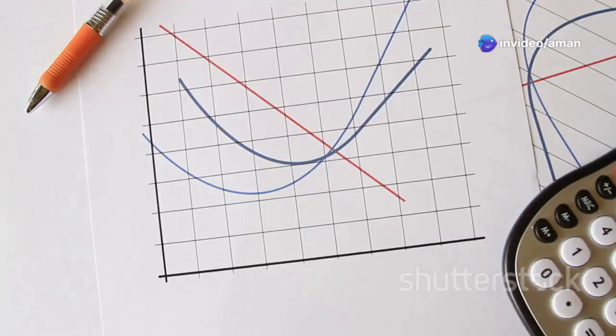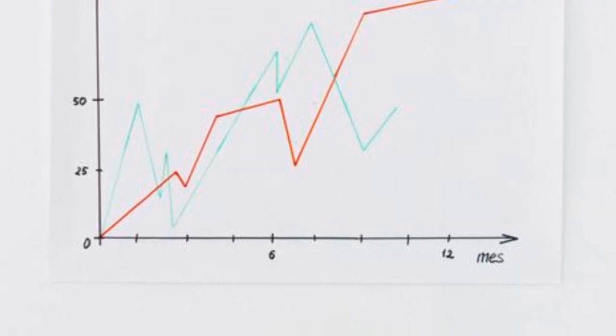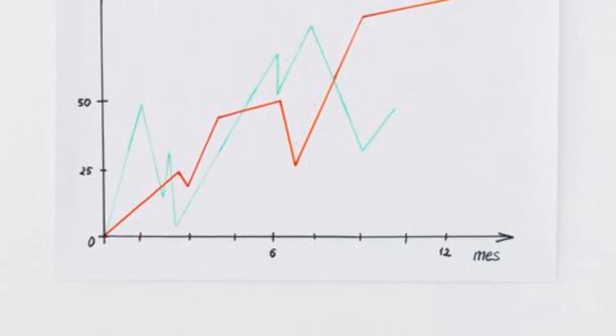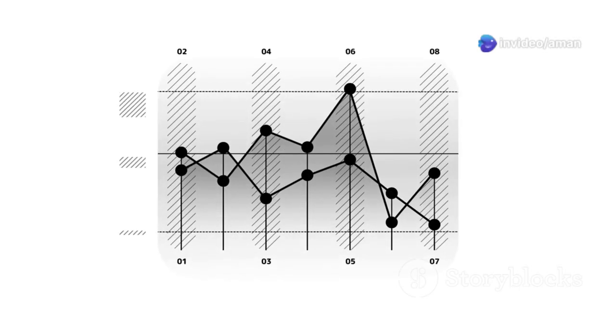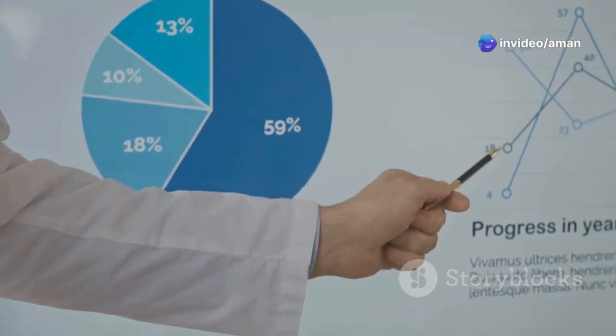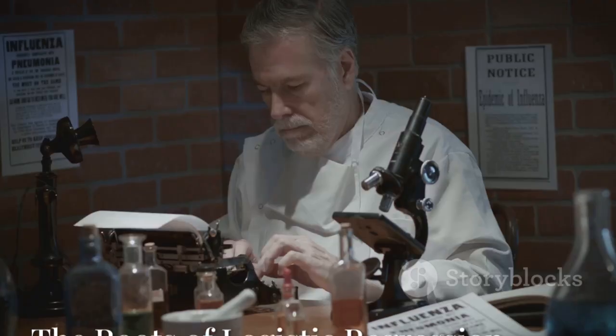You see, logistic regression uses a special S-shaped curve. This curve is based on logarithms. This curve, called the logistic function, is the heart of logistic regression. It takes data and transforms it into probabilities, but we'll delve deeper into that in a bit. For now, let's travel back in time to see how this statistical method came to be.